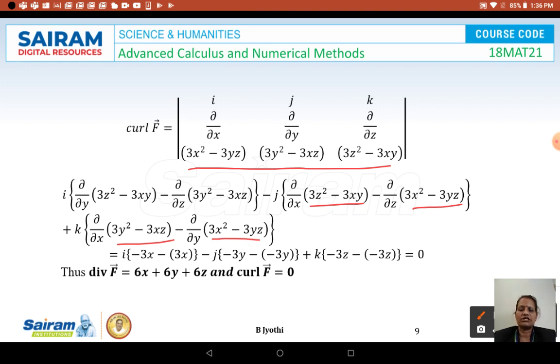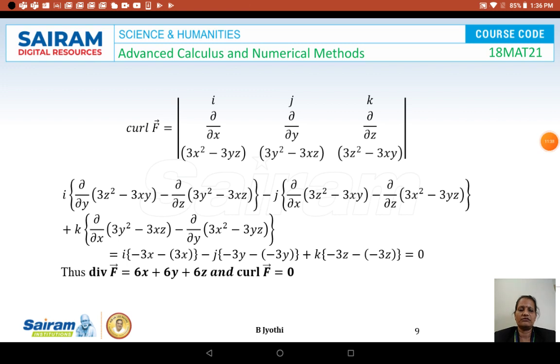That on simplification we get i times (minus 3x minus (minus 3x)), minus j times (minus 3y minus (minus 3y)), plus k times (minus 3z minus (minus 3z)). Here also it should be minus. So what happens is every term will become 0. Hence the curl of f will be 0 and div of f is 6x plus 6y plus 6z. That is the answer for curl and div respectively.